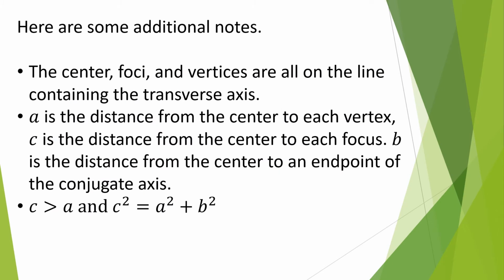Okay, so here are some additional notes. The center, foci, and vertices are all on the line containing the transverse axis. Then a is the distance from the center to each vertex, and c is the distance from the center to each focus, while b is the distance from the center to an endpoint of the conjugate axis. I gave an illustration of a, b, and c. And then c is greater than a, and c squared equals a squared plus b squared.